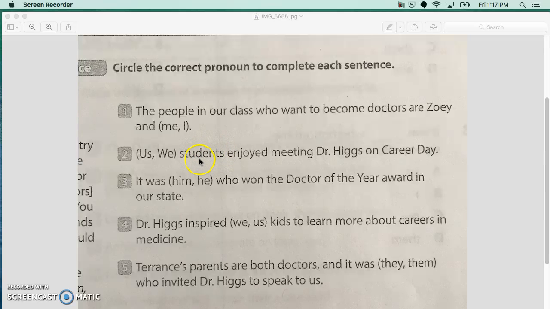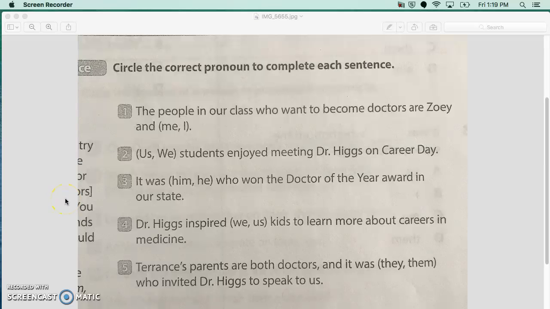That is your fluff. So now you need to find what is your predicate. Go ahead and try to figure out what your predicate is, what's happening in this sentence. Hopefully you thought enjoyed meeting Dr. Higgs on career day is your predicate. That is your complete predicate. What happened in that sentence? So ask yourself, who enjoyed meeting Dr. Higgs on career day? Us enjoyed meeting Dr. Higgs on career day, or we enjoyed meeting Dr. Higgs? You should have chosen we.